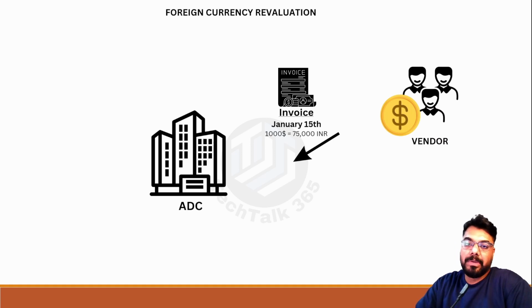On that particular day, we have an exchange rate set in our system of 75 Indian rupees per US dollar. That makes 75,000 Indian rupees for the $1,000 on January 15th. So we are entitled to pay $1,000 back to this vendor. We will make the payment at the end of the month, according to our payment terms. Let's say we have agreed with the vendor that we will make a payment at the end of every month.